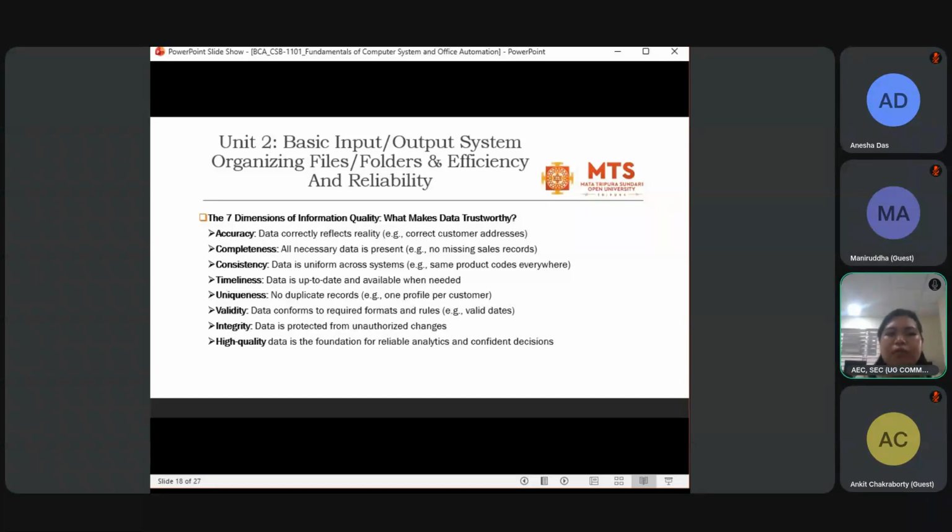And completeness. What is completeness? All necessary data is present. No missing sales records.